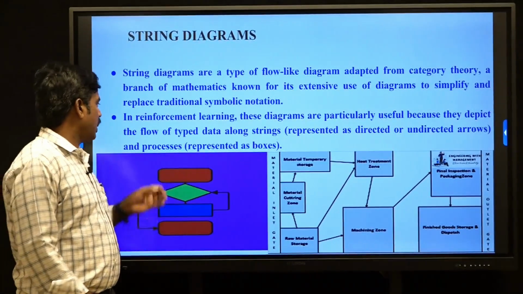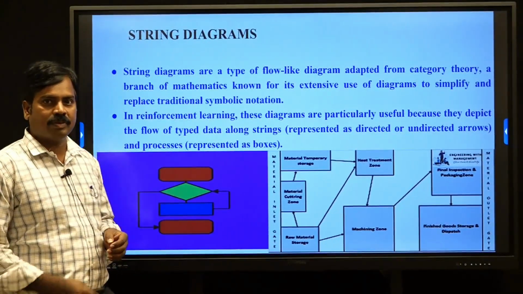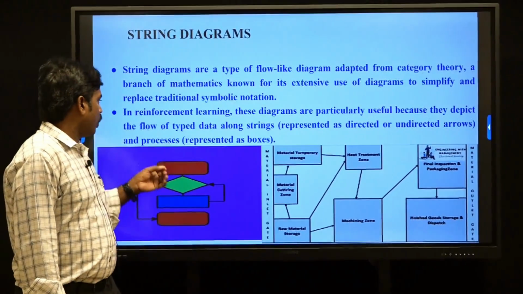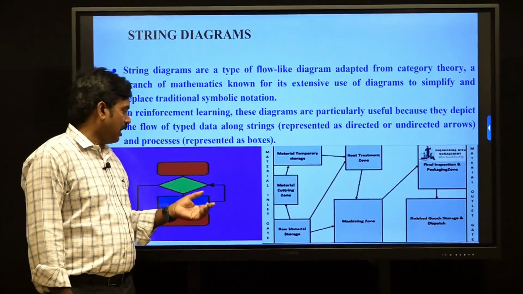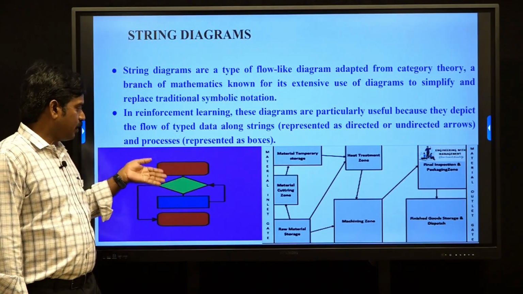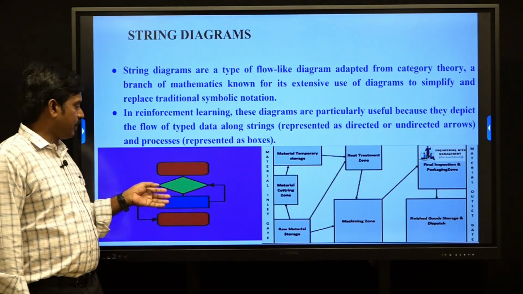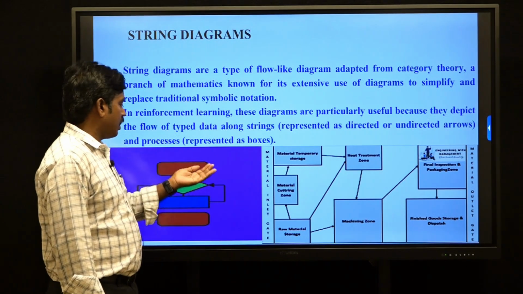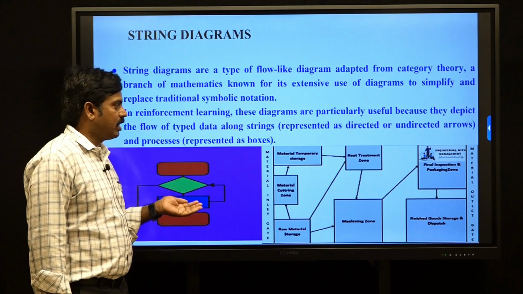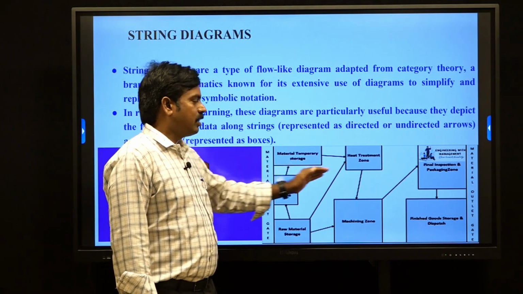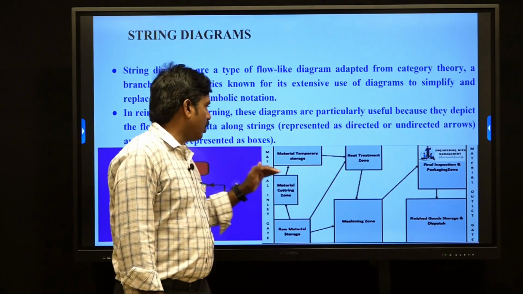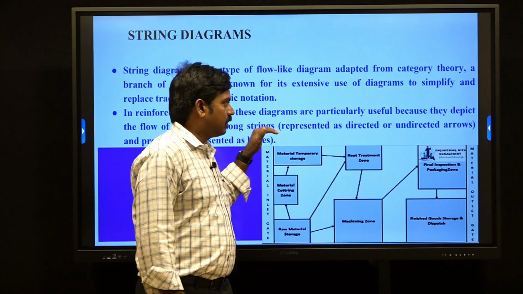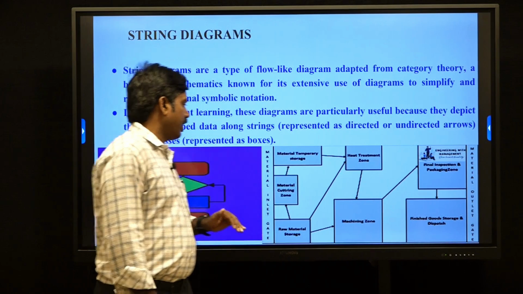String diagrams use strings and processes. Strings are represented as directed or undirected arrows. Processes are represented as boxes. Like flow charts, where we use different symbols to represent different types of data, string diagrams are a type of data flow diagram using boxes and arrows. Boxes are called processes, arrows are called strings. That's why it is called a string diagram.